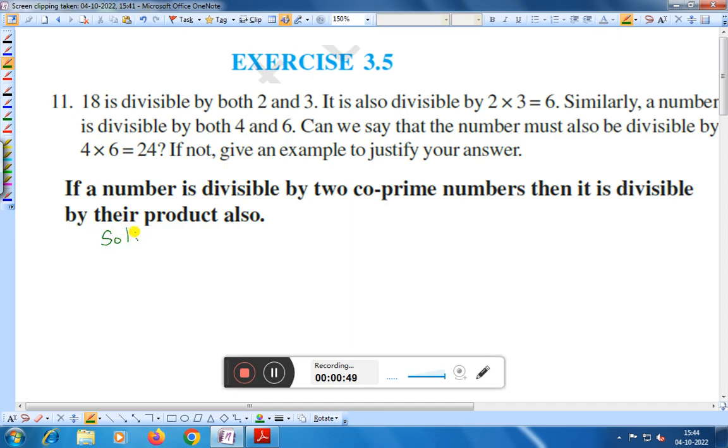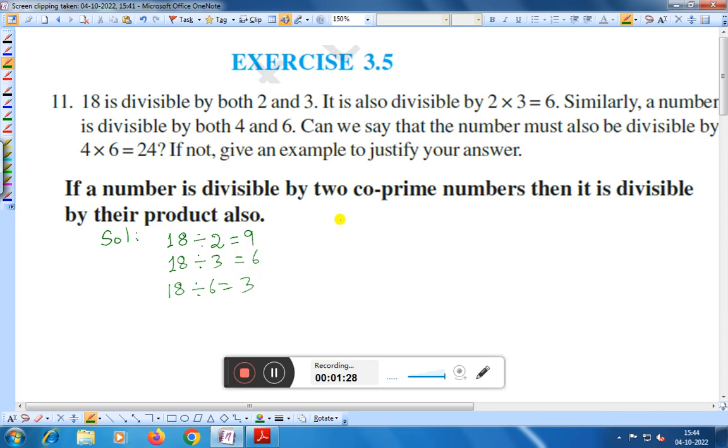18 is divisible by 2, that is 9. It is divisible. And 18 is also divisible by 3, that is 3 6 18, right? And it is also divisible by 6, that is 2 into 3, 6 3 is 18, right?